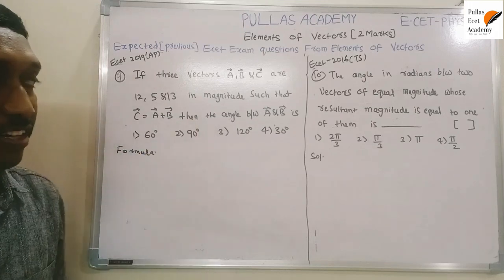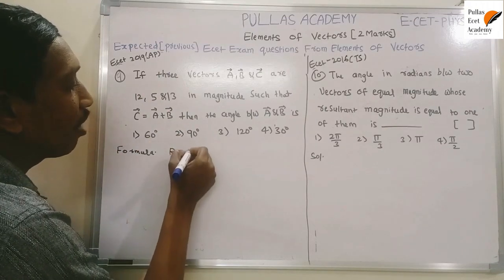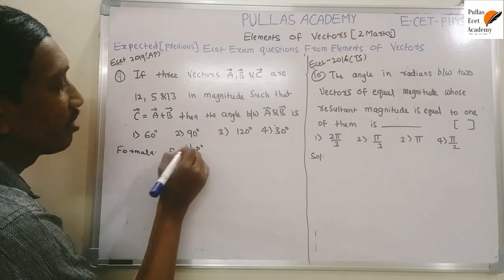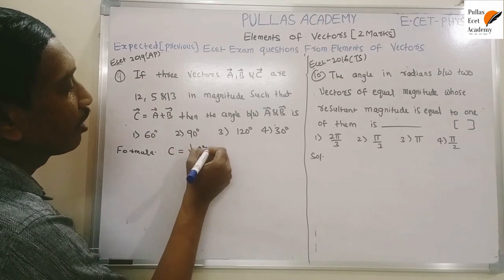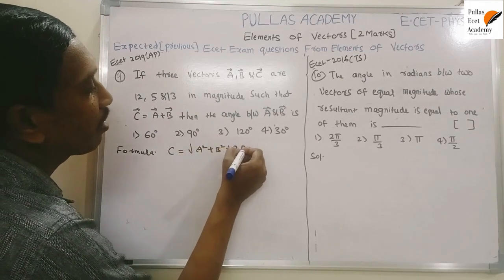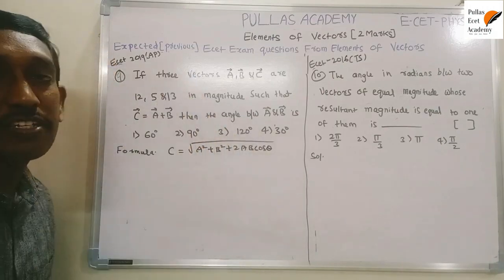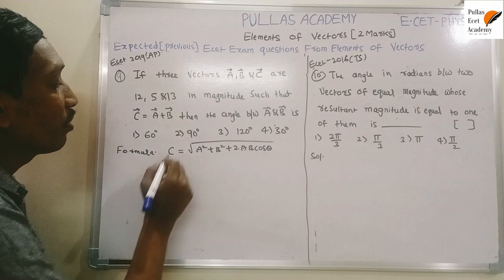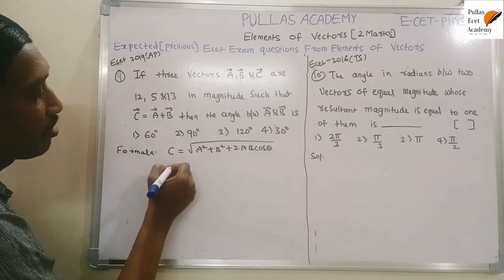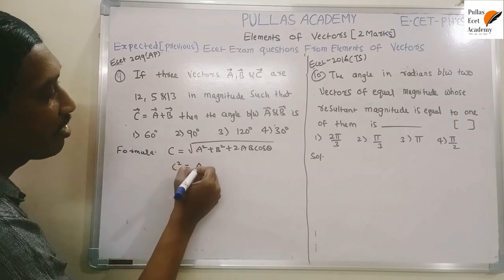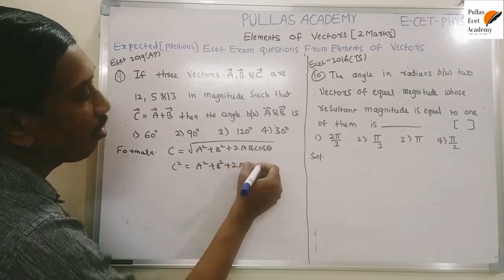What angle is being asked here? The actual formula based on the parallelogram law of vectors is R equals under root of P square plus Q square plus 2PQ cos theta. Here, instead of R, we have the given vector C. So C equals under root of A square plus B square plus 2AB cos theta. This is the formula based on the parallelogram law of vectors. Here, C is asked and everything is given. So C square is equal to A square plus B square plus 2AB cos theta. Now substitute all these values and simplify.